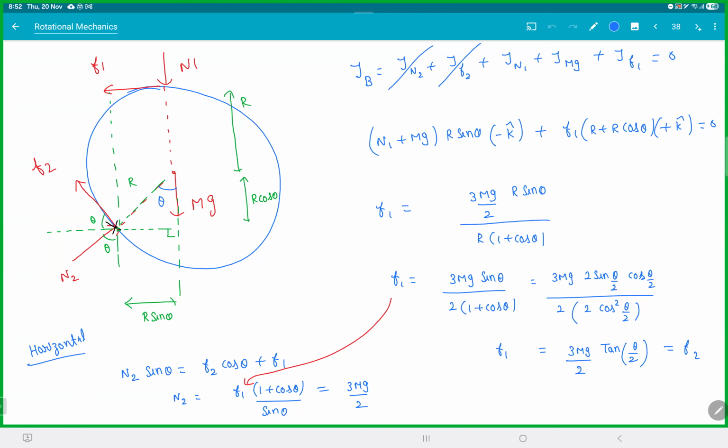But again, like I said, the process is still the same. Draw your FBD, write your force equations, write your torque equations, solve. All clear with this. This is the problem here.